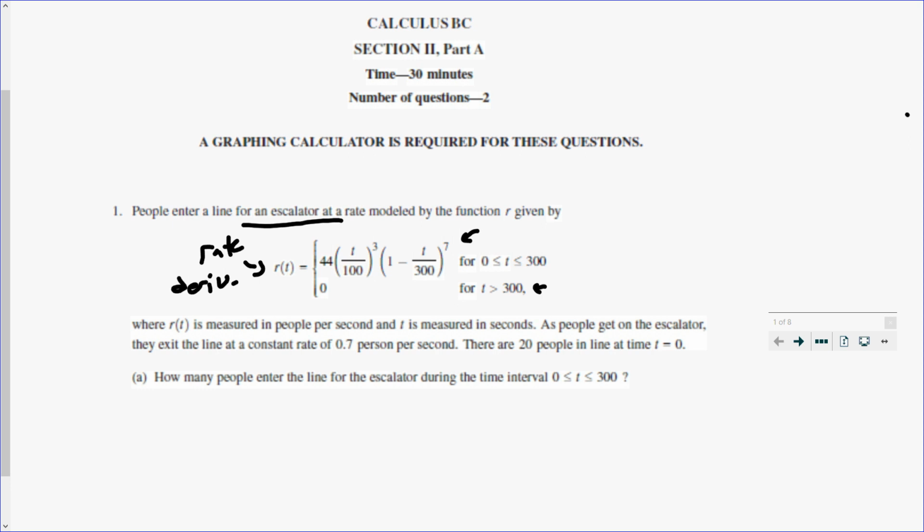As people get on the escalator, they exit the line at a constant rate of 0.7 feet per second. So in other words, this here is the rate going on the escalator. And now they're telling us the rate at which we leave the escalator. The rate that we leave the escalator. There are 20 people in line at time t equals 0.